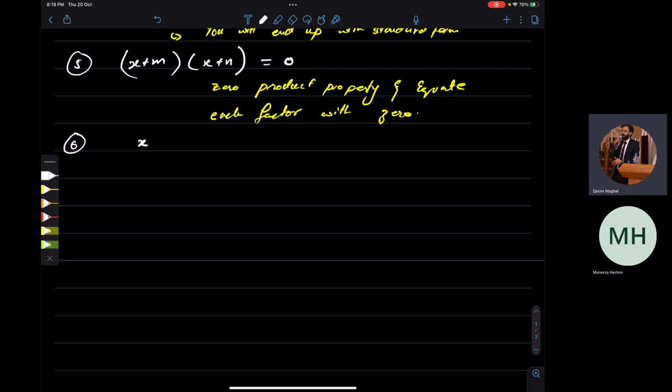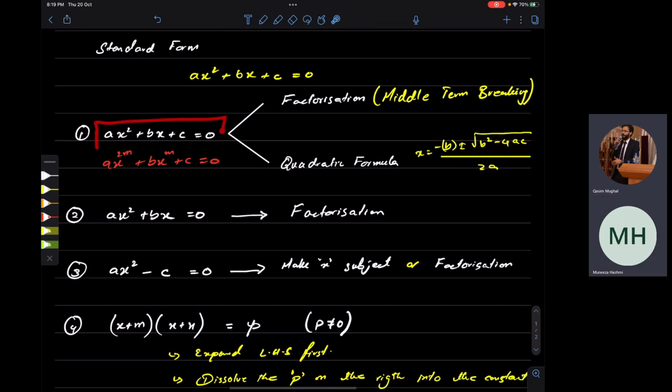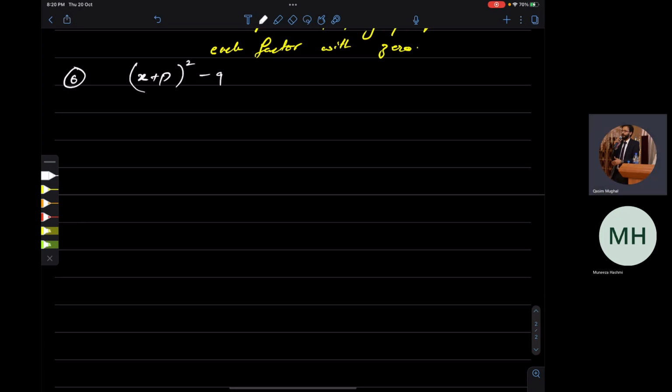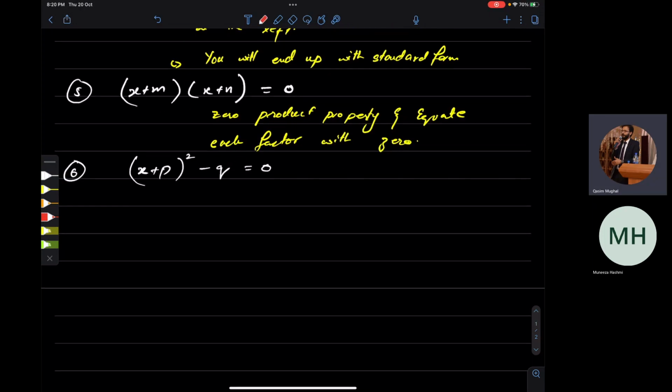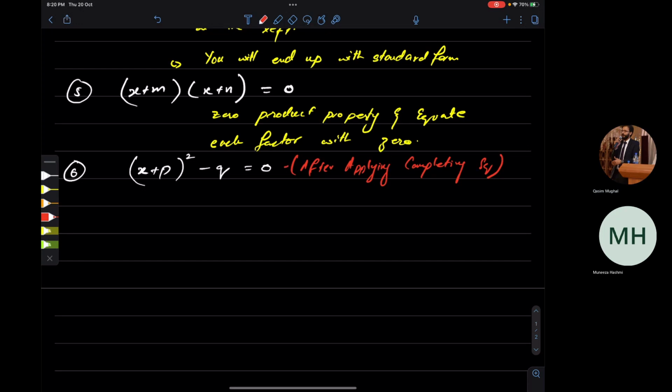Then, for example, you apply the completing square method on any quadratic equation. Yesterday we studied two possible outcomes. One of the possible outcomes turns out as x plus p whole squared minus q equals 0. So this is what you are going to obtain after applying completing the square.